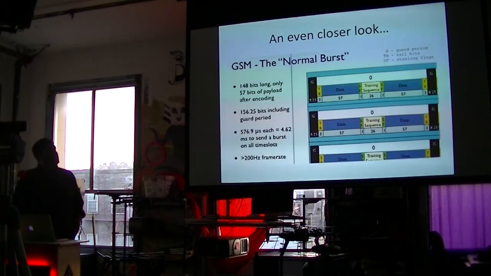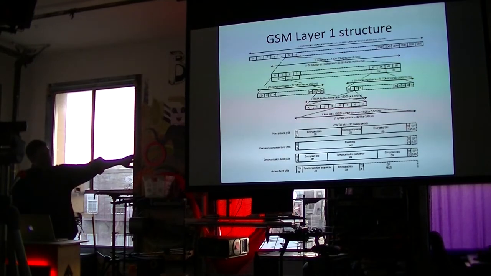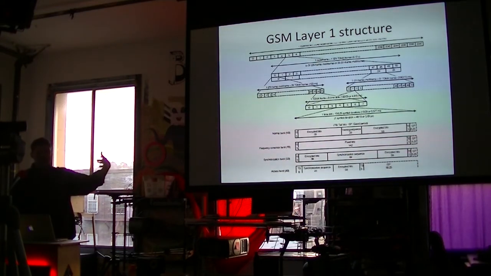Down at layer one, the transceiver, as far as signal processing, we're looking at these four types of bursts. The middle two are only on the transmit side, so you just grab the bits and modulate them. The top one and the bottom one are the ones we actually have to do some work on, because we have to detect them, process them, and modulate them.